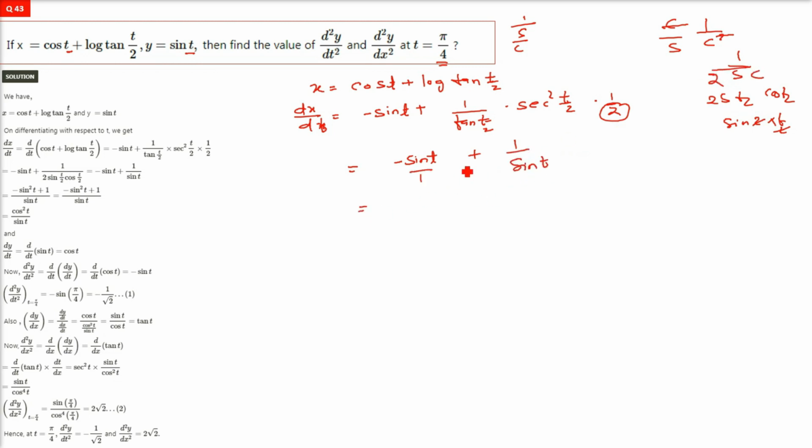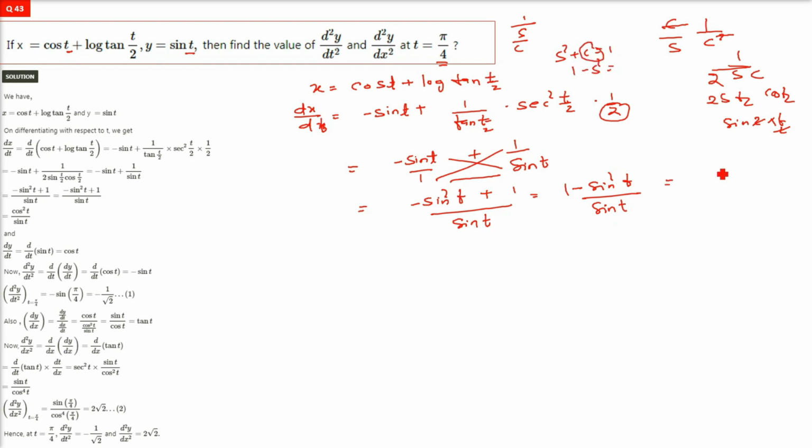Let us take the LCM. Multiply these two: minus sine t into sine t is minus sine square t. Multiply these two: 1 into 1 is 1. Multiply the denominator and write it here. If you have any problem with finding the LCM, this is the best way. So 1 minus sin square t in the numerator, and in the denominator we have sin t. Now sin square plus cos square is equal to 1, so 1 minus sin square t is cos square t. So cos square t divided by sin t, this is your dx by dt.